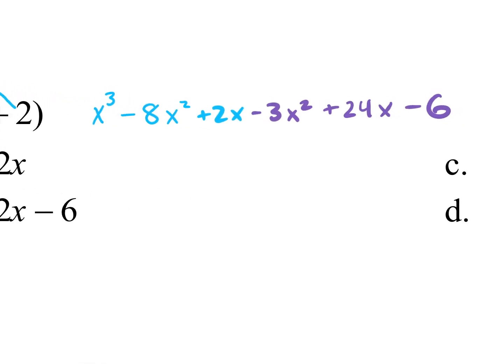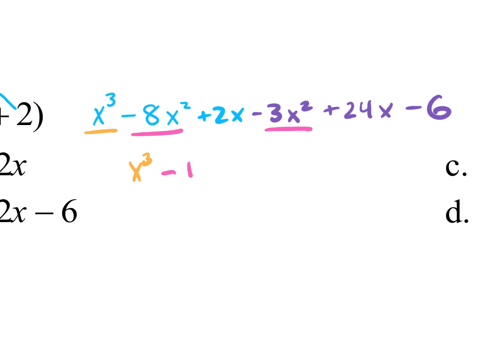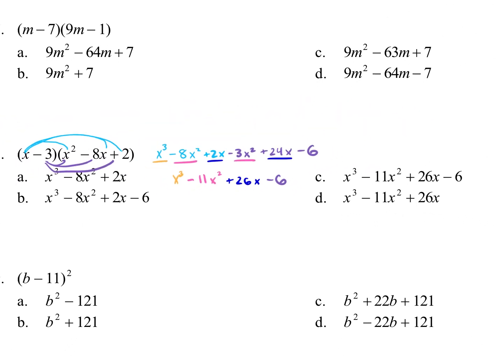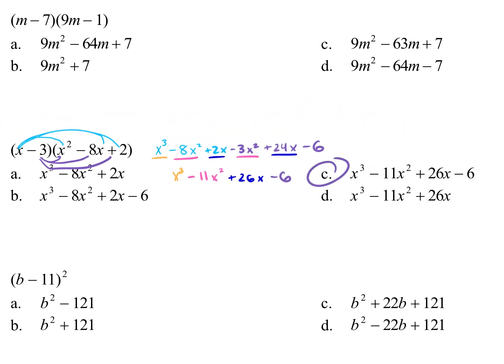Then from here, we combine like terms. So we start with the highest degree, that would be x to the third power. Don't have any like terms with that. Then we can go to x squareds. So this would be minus 11x squared. Then the x's would be plus 26x. And the last one is our constant, so minus 6. So that matches answer choice C. Any questions here?